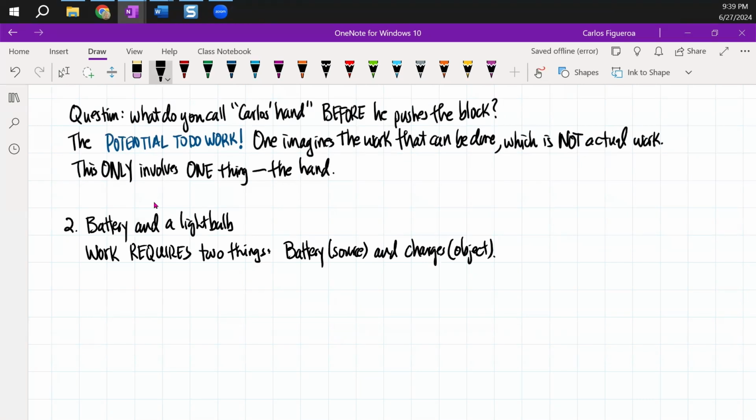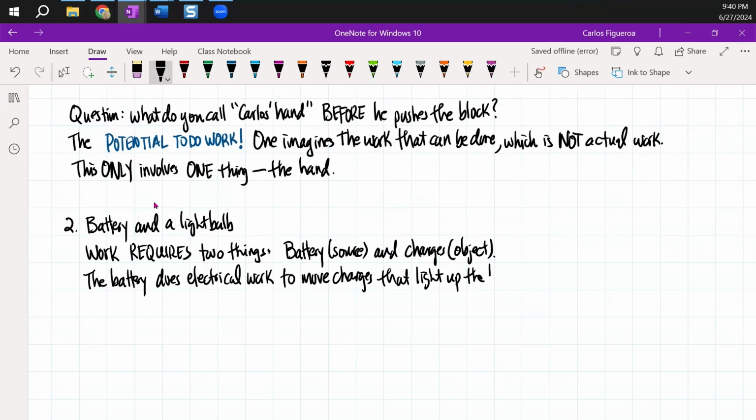So what do we know? The battery does electrical work to move charges that light up the bulb. So that's two things, right?